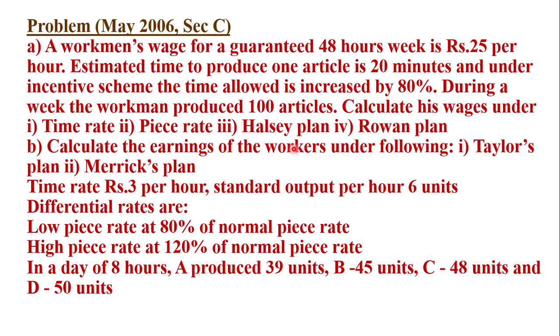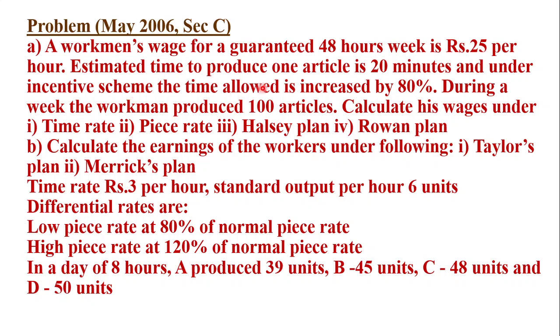First look at the problem. This problem is an examination problem from May 2006 for section C. A workman's wage for a guaranteed 48 hours week is rupees 25 per hour. So time taken by the worker is 48 hours and rate per hour is 25.